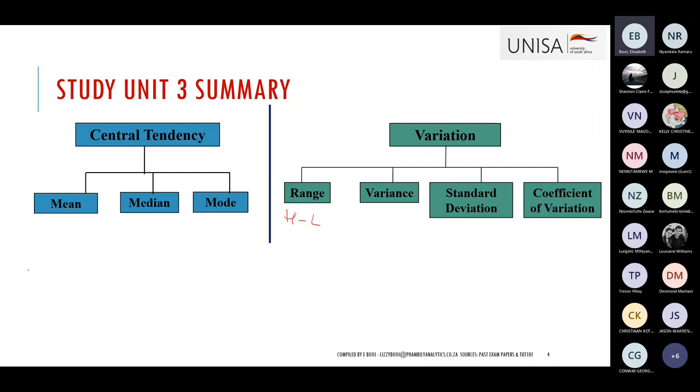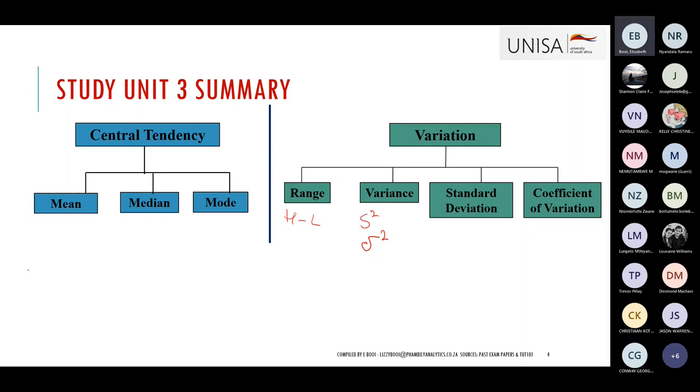The variance, you can calculate it for the population and also for the sample. And the variance is just the squared standard deviations away from the mean. The standard deviation is the most commonly used measure of variation and is the square root of your variance. So with the variance, we use S squared for the sample, and we use sigma squared for the population.